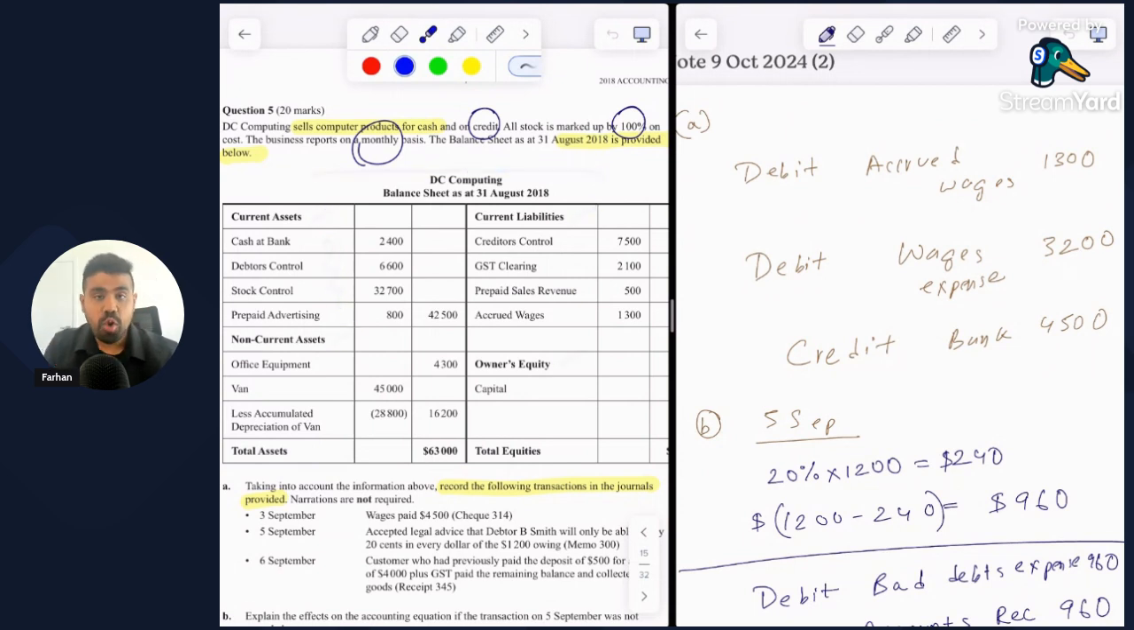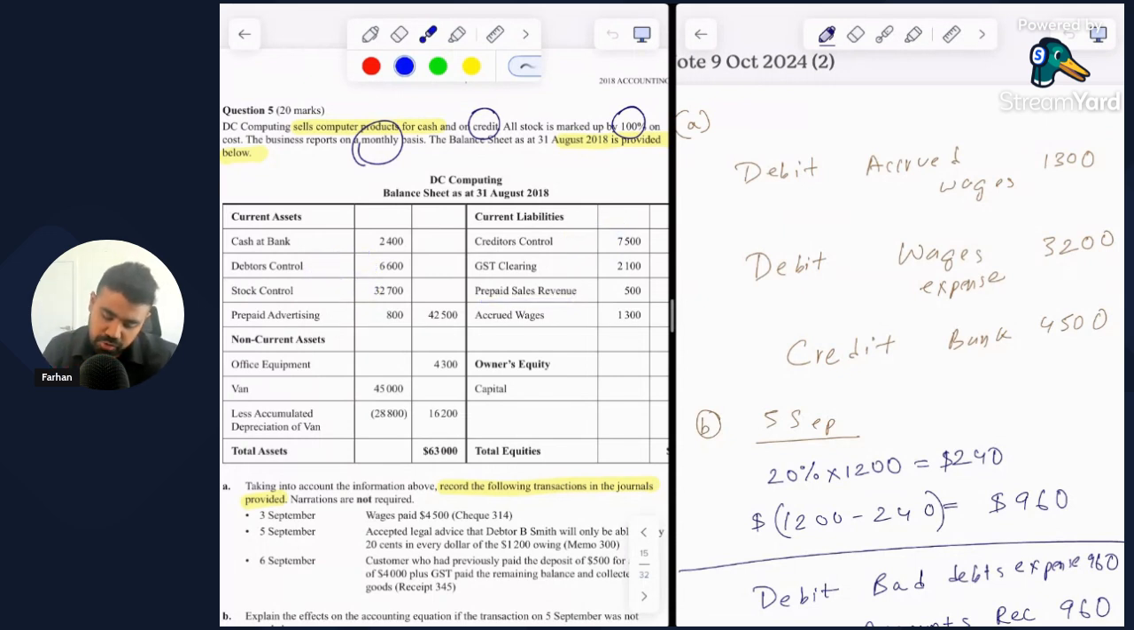Now, know that this question is from the 2018 past exam, which refers to the old curriculum. And in that old curriculum, we used different terminologies. Debtors control are what we now refer to as the accounts receivable. Then we have got the stock control, which is what we now refer to as inventory. Then we have got the creditors control, which is what we now refer to as accounts payable. And then we've got the prepaid sales revenue, which is what we now refer to as unearned sales revenue.